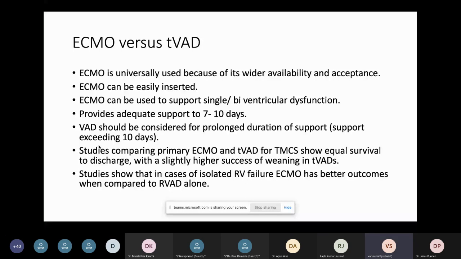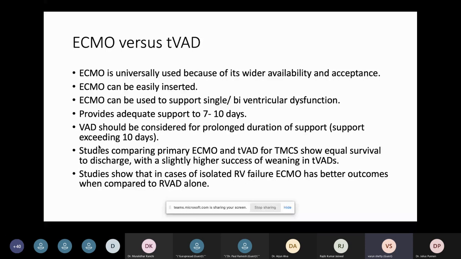Now, the studies comparing primary ECMO and temporary assist device have been shown to have equal survival to discharge. However, maybe a slightly marginal higher success of weaning in temporary VADs. But overall survival is the same between ECMO and temporary VAD as a first resort.